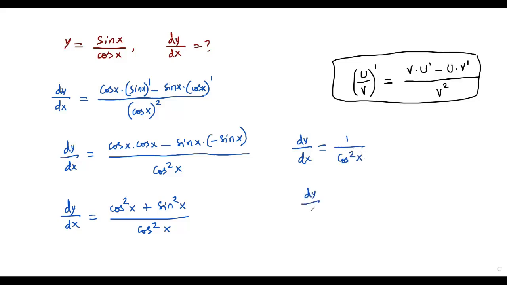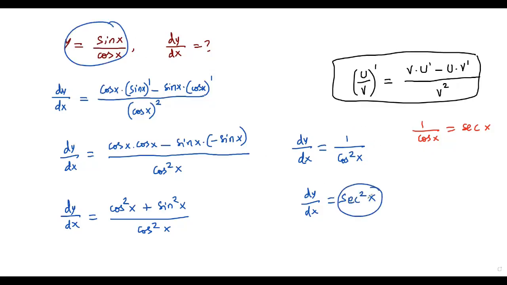So here dy over dx equals 1 over cosine square x. We can use a reciprocal trigonometric identity over here. If I have 1 over cosine x, it can be written as secant x. Then what can we write for 1 over cosine square x? For 1 over cosine x, we write secant x. For 1 over cosine square x, we can write secant square x. So the derivative of the given function is secant square x.